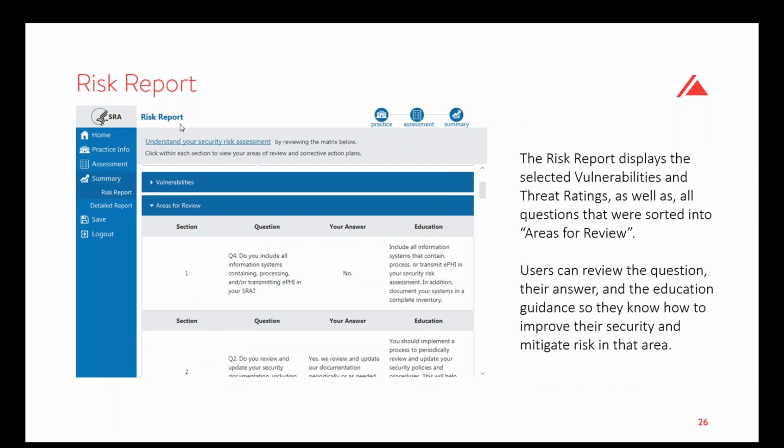The top section of the risk report is dedicated to vulnerabilities, and the bottom section shows areas for review. Areas for review are listed by section and question number. The question, your response, and relevant education information is shown in this report.